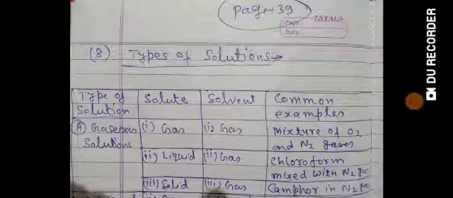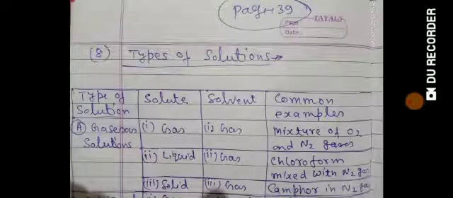In the last headings I explained to you about the various aspects of solutions and the colligative property, vapor pressure, Raoult's law, and the normal and abnormal molecular masses. In this heading I am going to discuss some interesting but simple heading: types of solutions.